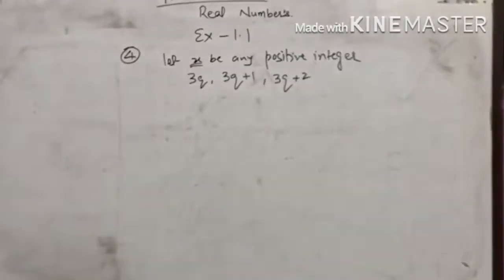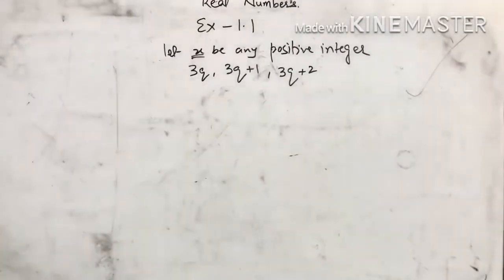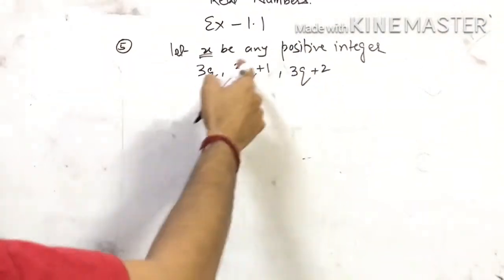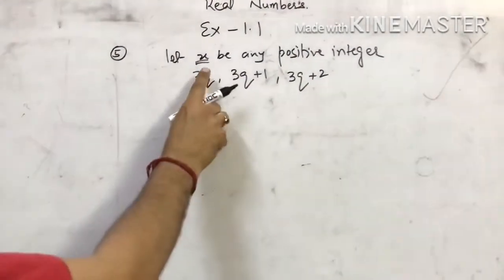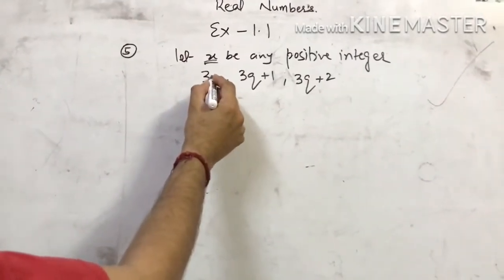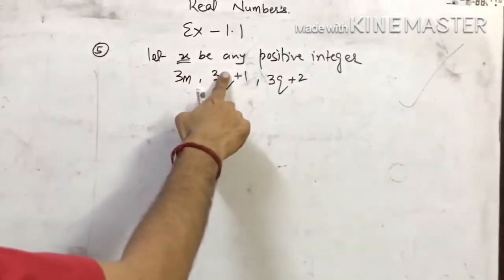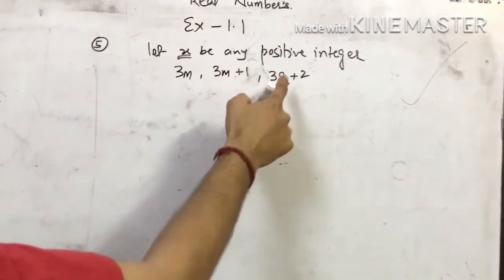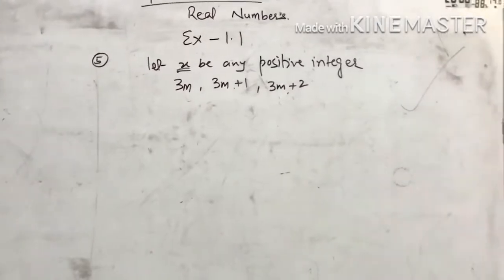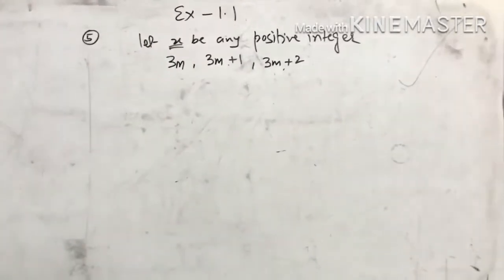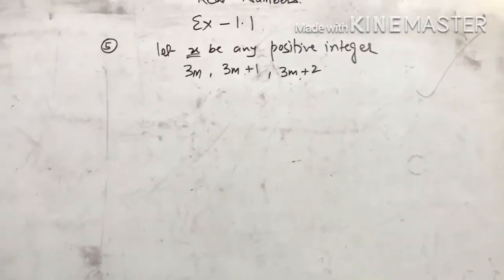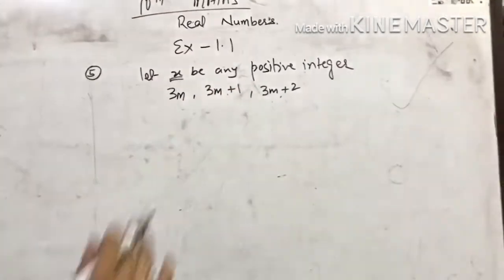So in question number 5 we have to find q. So question number 5 is: let x be any positive integer of the form... But don't use q here, because in the question also they have used q. So you can write down 3m, 3m plus 1 and 3m plus 2. Let these be the forms of the number x when it is any positive integer, maybe even or odd. Any positive integer can be represented in these forms.